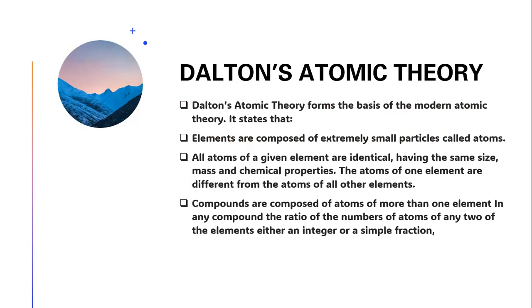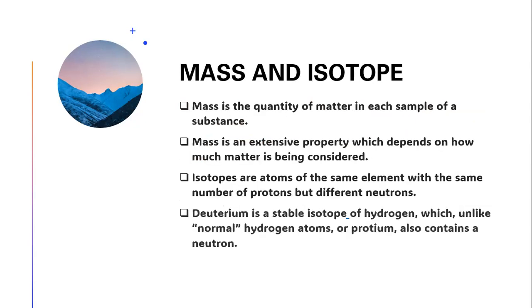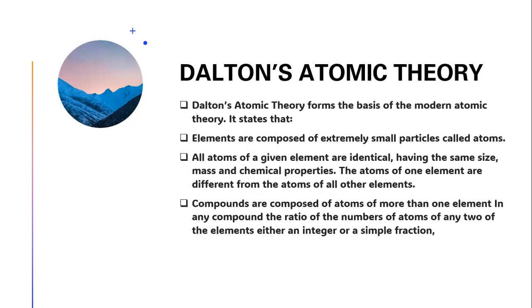Dalton's atomic theory. Dalton's atomic theory forms the basis of modern atomic theory. It states that elements are composed of extremely small particles called atoms. All atoms of a given element are identical, having the same size, mass, and chemical properties. The atoms of one element are different from the atoms of all other elements.